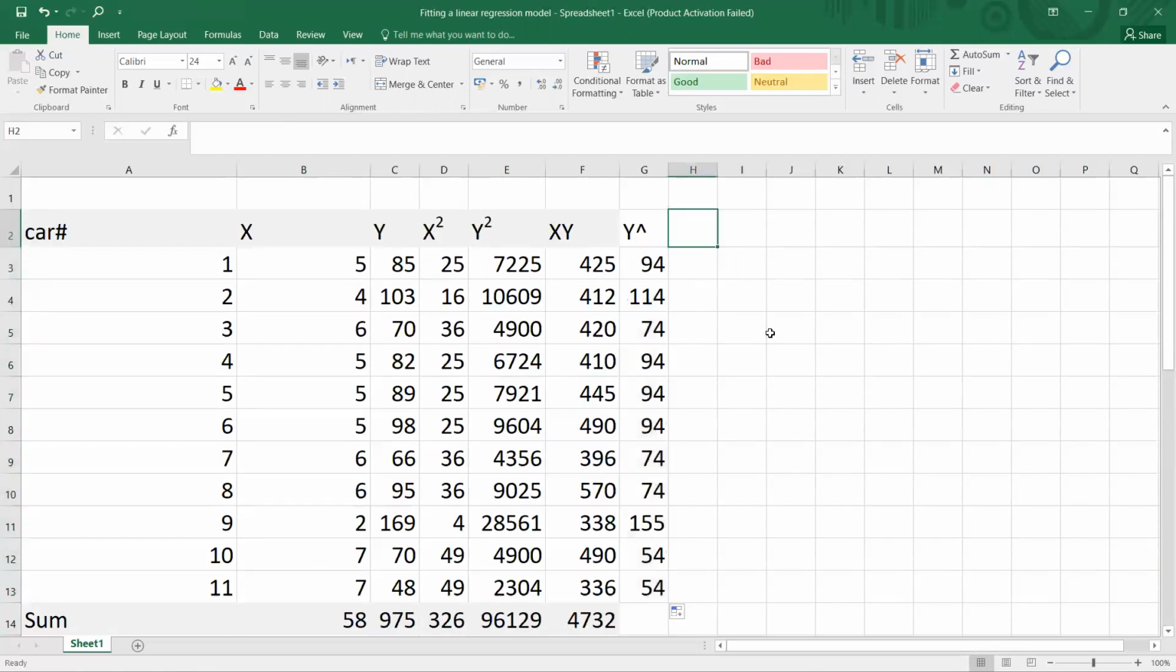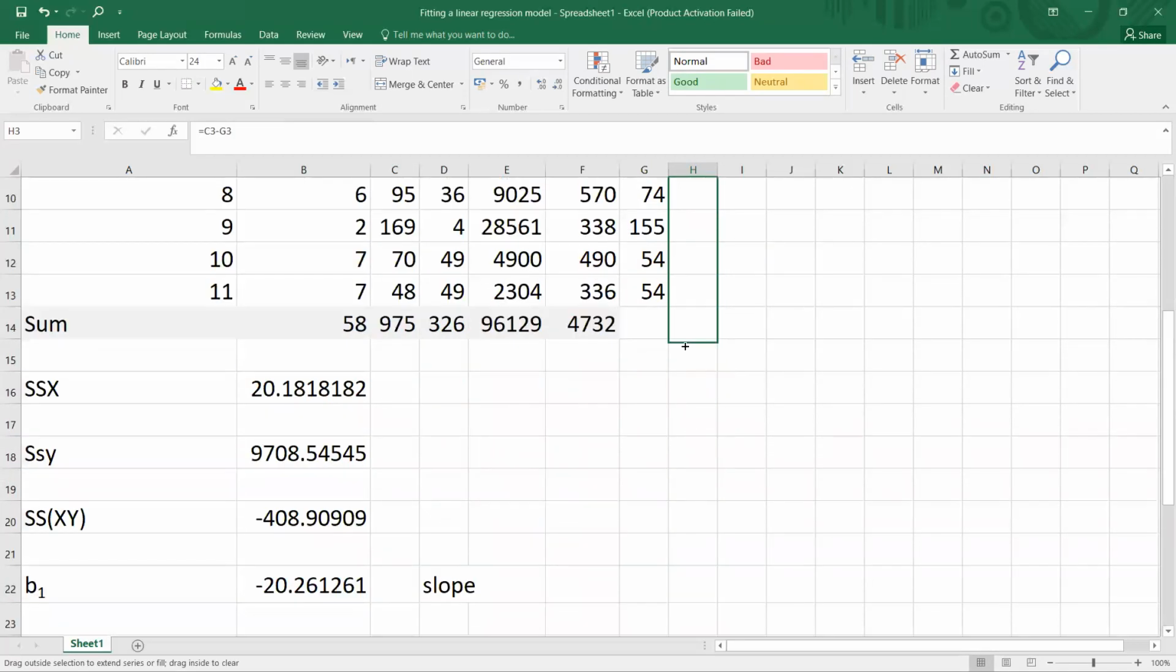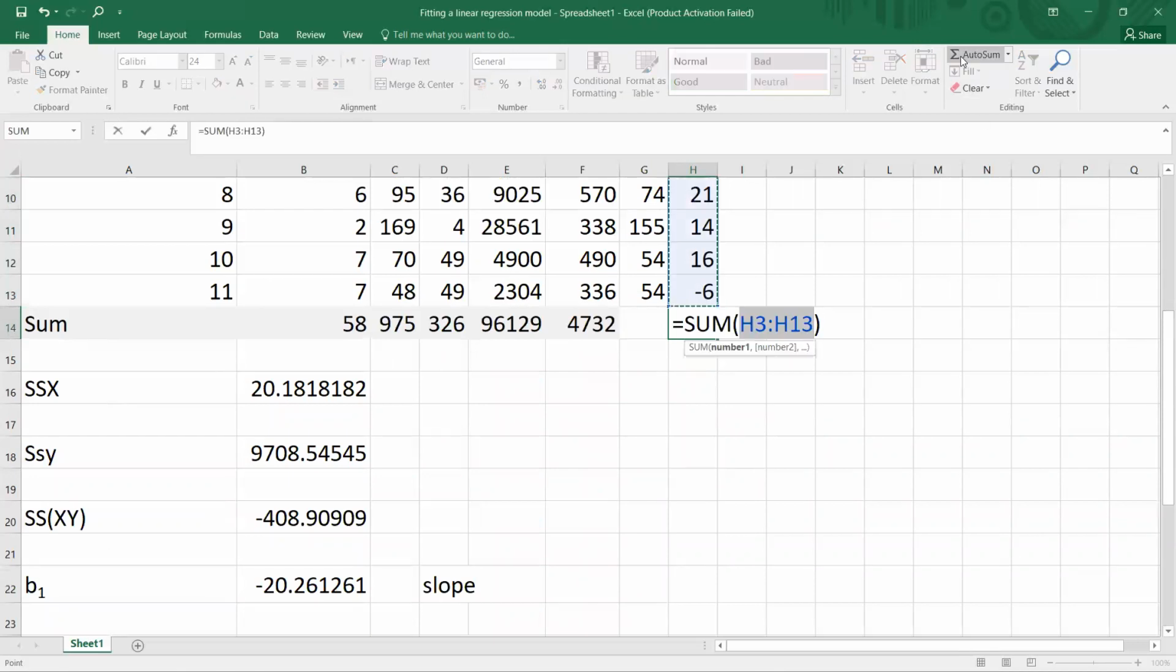Now the errors, how can errors be computed? Another name of error is residuals. Residuals can be computed by y minus y cap. This is y and minus this is y cap. Now y minus y cap is computed, and I am computing the total of errors.